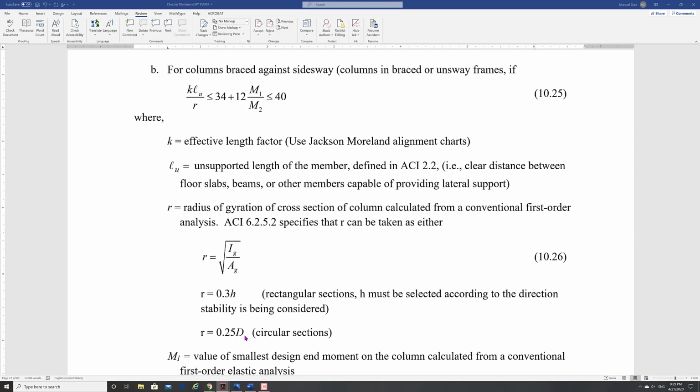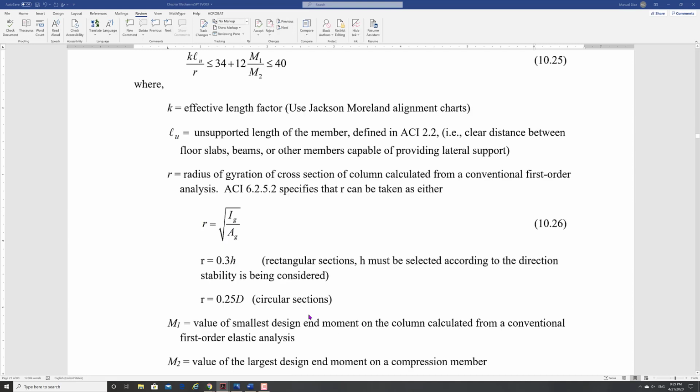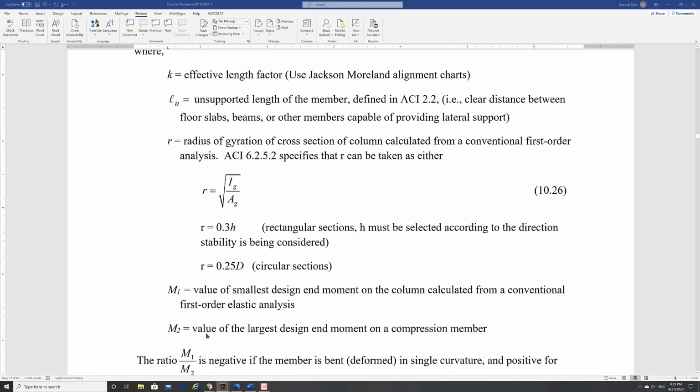For circular sections, 0.25D, of course you can find these values. And then M1 and M2, okay, are the moments that you find from your regular analysis, first order elastic, so that's your regular analysis. And M1 is the smallest and M2 is the largest.